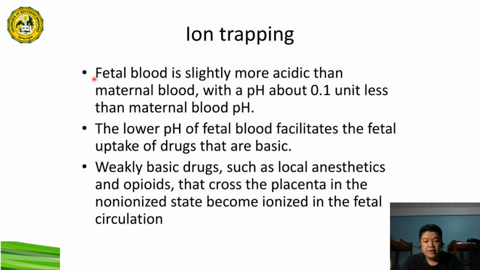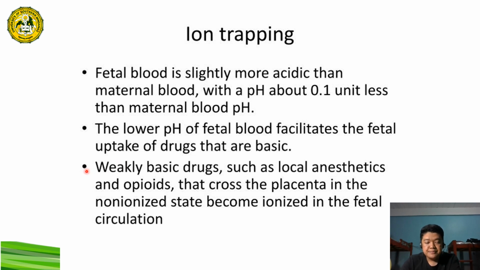We also have another example of ion trapping, and that is present during pregnancy. So we have here the fetal blood. When we compare that with the maternal blood, the fetal blood is slightly more acidic than the maternal blood, with a pH of about 0.1 unit less than the maternal blood pH. So the lower pH of the fetal blood facilitates the fetal uptake of drugs that are basic. Again, this is an example of ion trapping, because drugs that are basic will be trapped in the acidic environment.